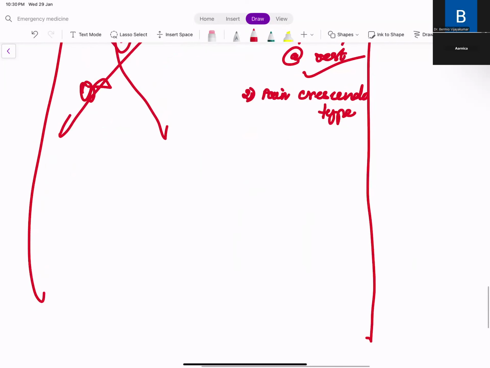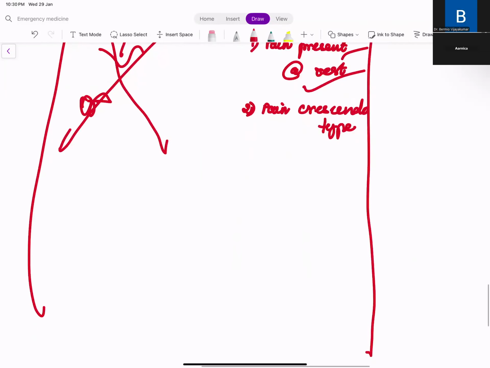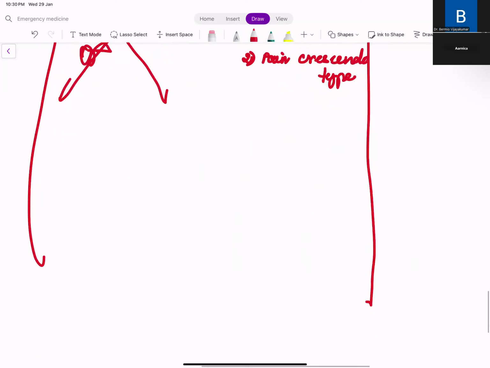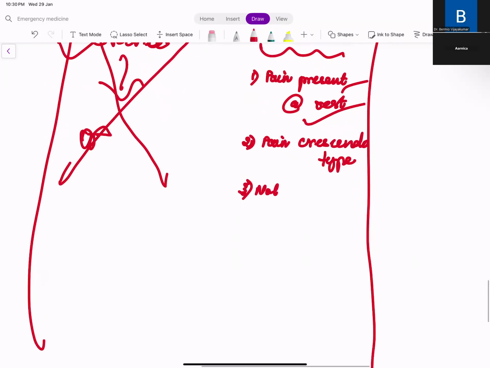So the frequency or the severity of the pain is increasing as time goes on. That is called crescendo type of pain. So that makes the pain unstable. It should not be relieved with nitrates.